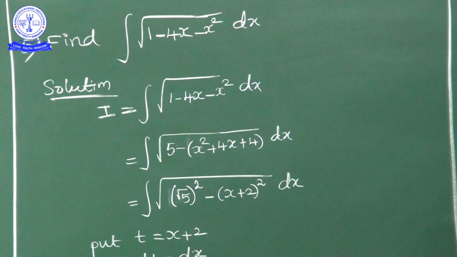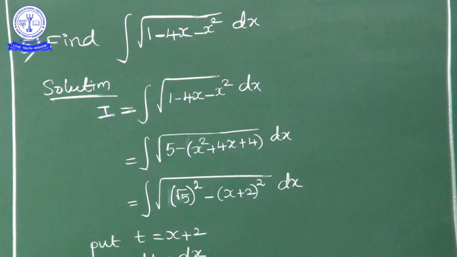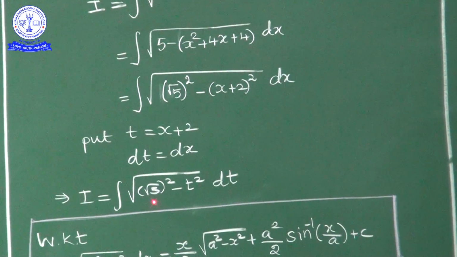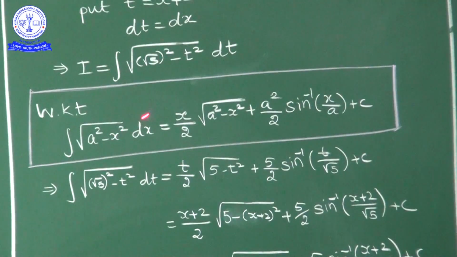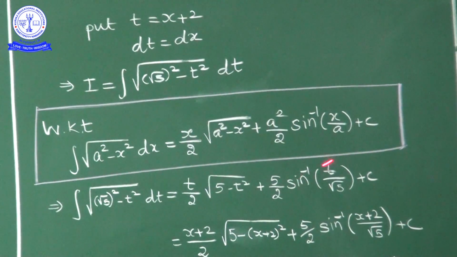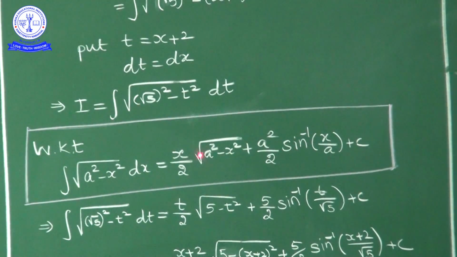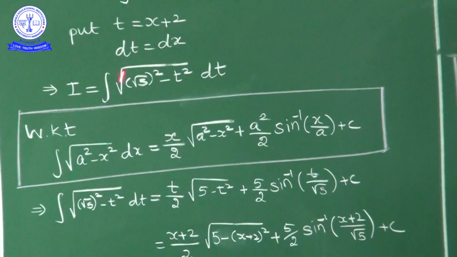dt. Now we have a formula, integral square root of a square minus x square dx is equal to x by 2 into square root of a square minus x square plus a square by 2 into sin inverse of x by a plus c. Okay, now if you observe these two, compare these two, so in place of a what we have here? Root 5. In place of x what we have here? T. So in this formula, wherever x is there replace x by t, and wherever a is there replace a by root 5. So what will we get in this integration?